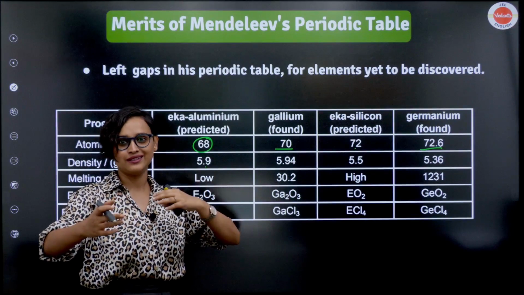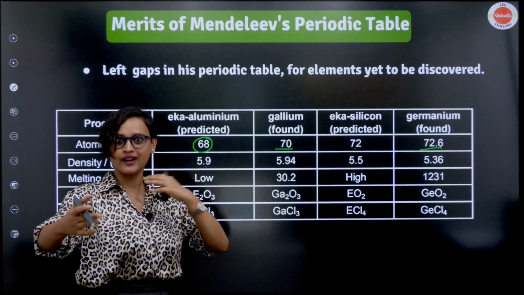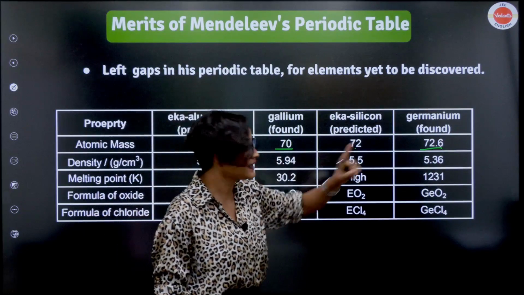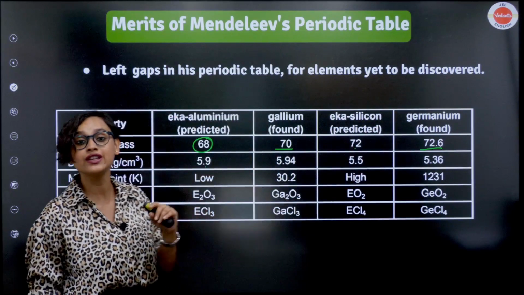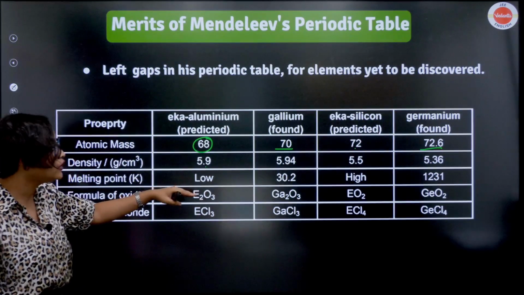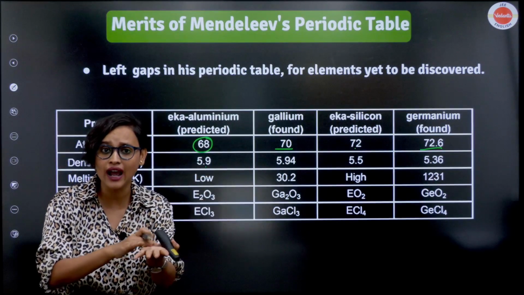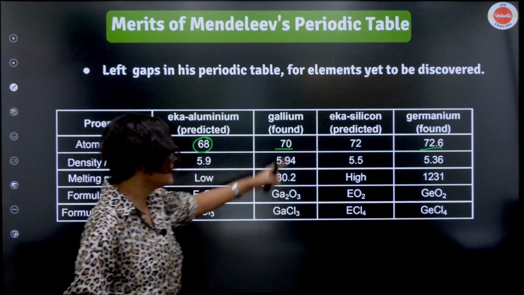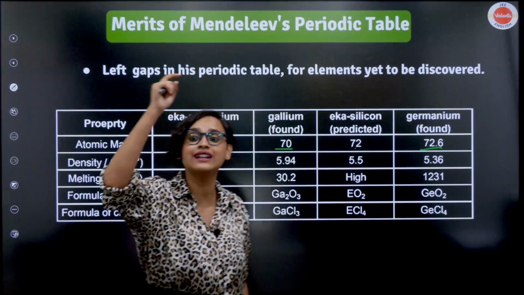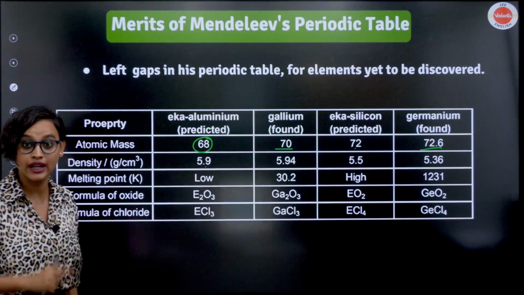Really, it's kind of crazy that he did that, right? Eka silicon was 5.5, that's what he predicted, and guess what, germanium had 5.36. Yes. Then he said that the melting point of Eka aluminium will be low, and yes, gallium melts in your hand, very low melting point.